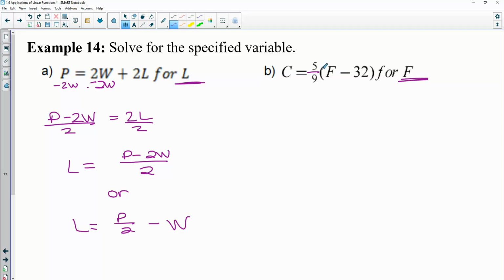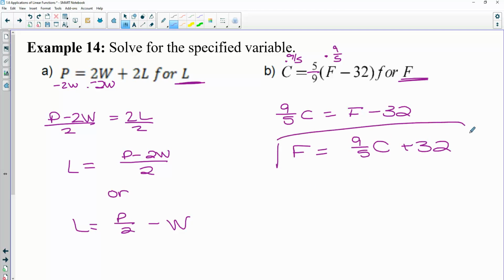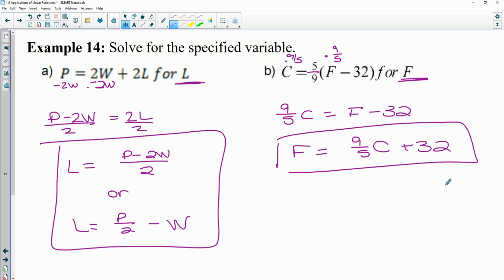B, how do I get rid of the 5/9 in front? Okay, I heard two options. We can distribute it, or we can multiply by the reciprocal. Does it matter? No, we're going to get the correct answer either way. So if we multiply by the reciprocal, we have 9/5 C equals F minus 32. This is probably the easier option because then you just have to add over the 32. But you would have gotten to the same point either way. You guys okay manipulating an equation to solve for a variable?